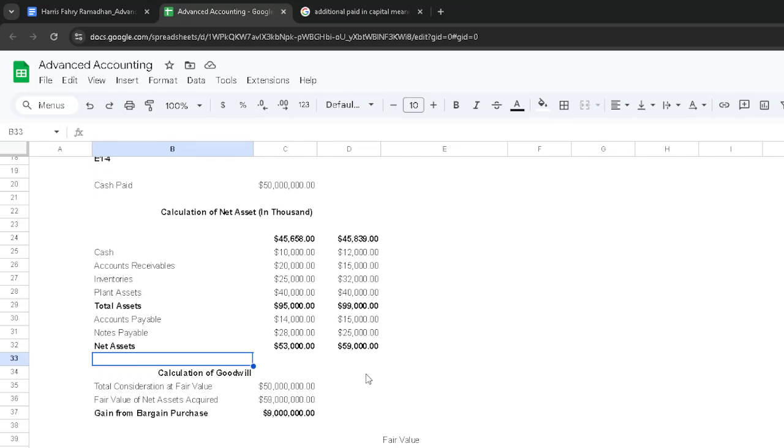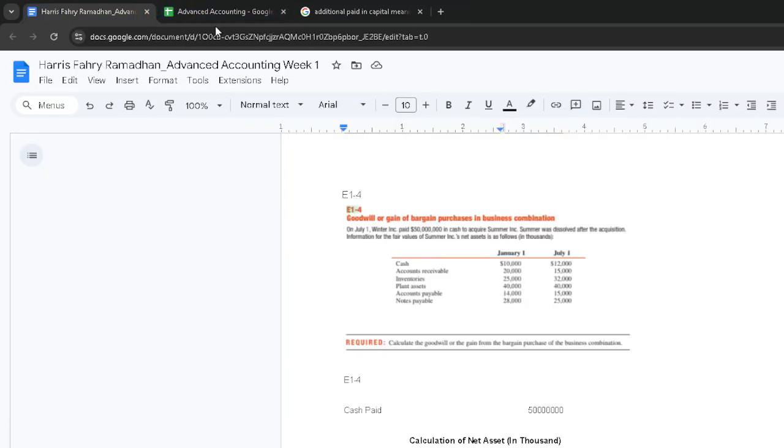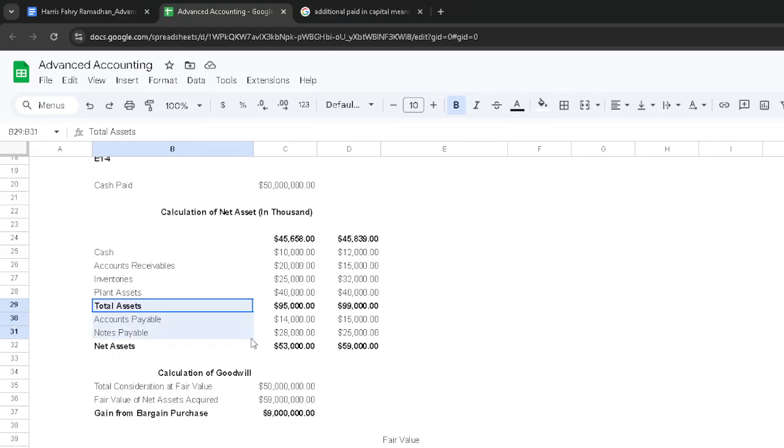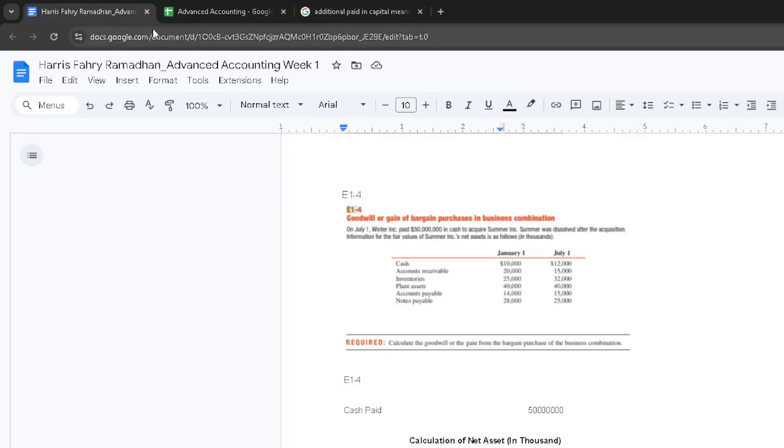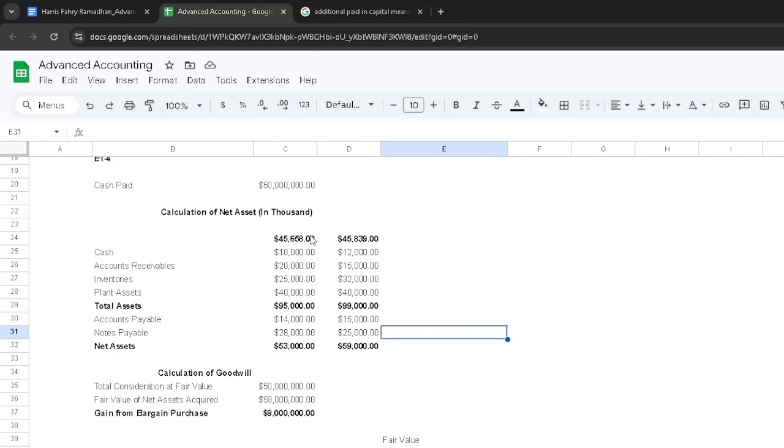And this will all make much more sense once we get into the questions. So let's just get into it. These are the datas. These are the assets, I think. Yeah, this is also the assets, right? And so what I did here is I just added up all the assets, but we're gonna be using this one because this one is on July 1.